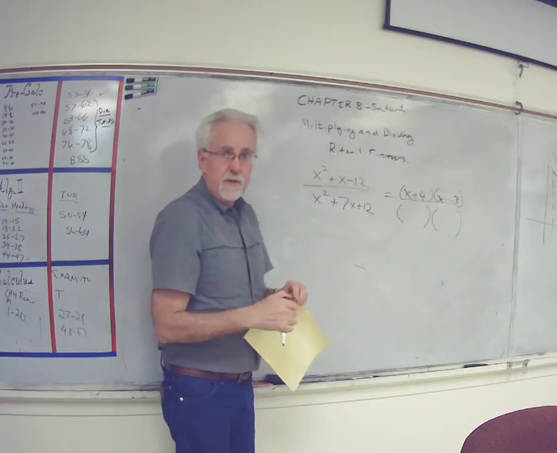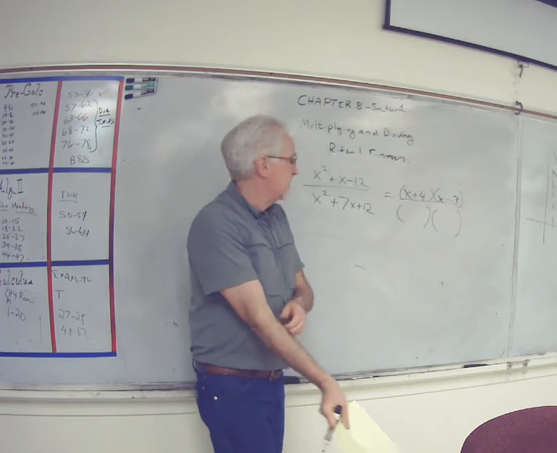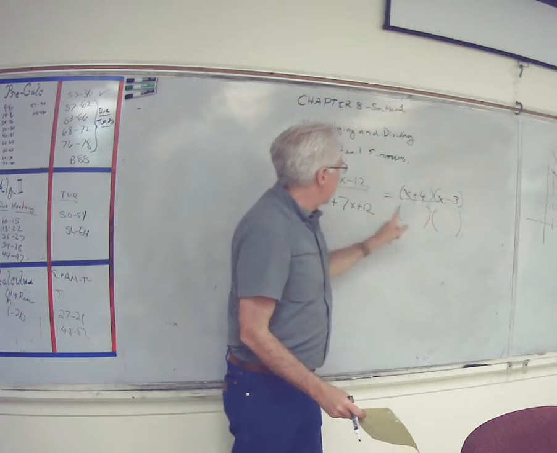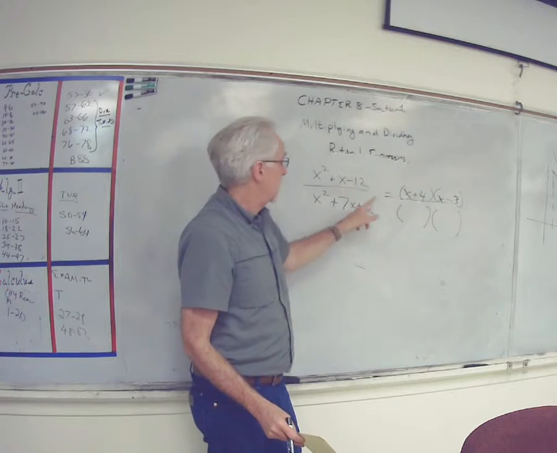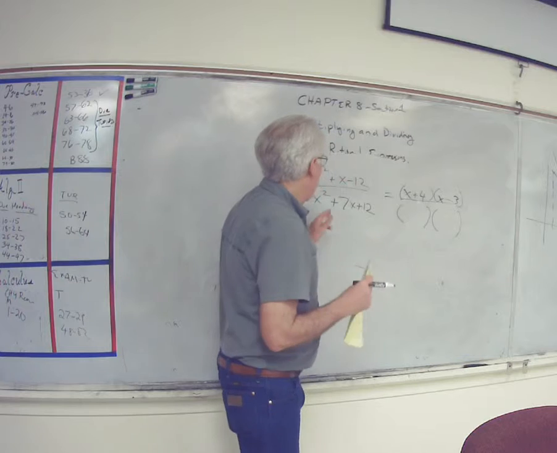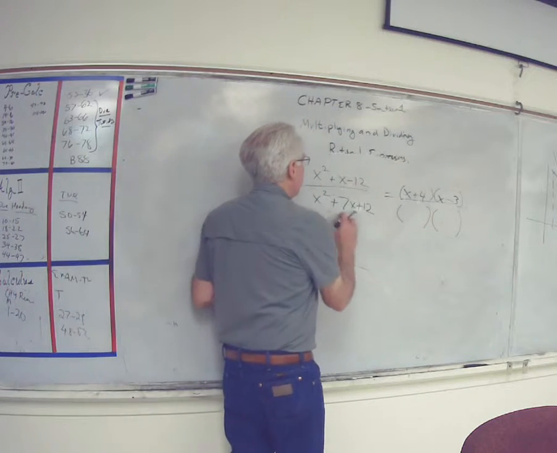Now, that was really good thinking, but we always should check it just to make sure. That's x squared, and then plus 4x minus 3x is plus x minus 12. Did we put them in right? Yeah, good job, Jaden.